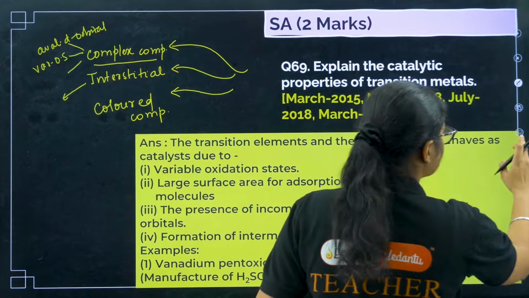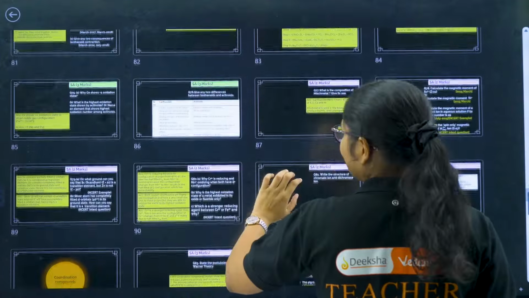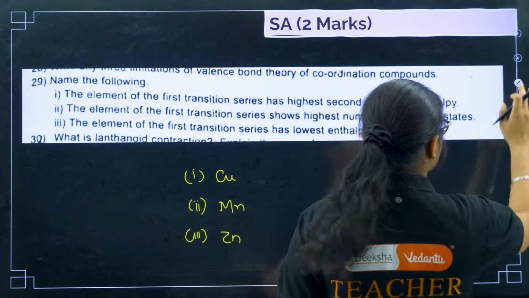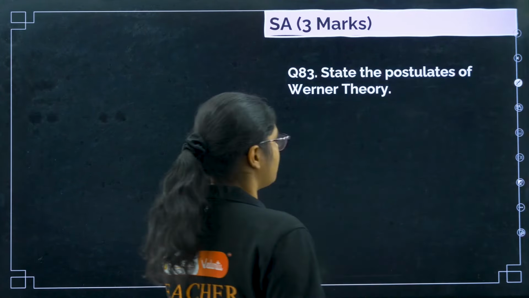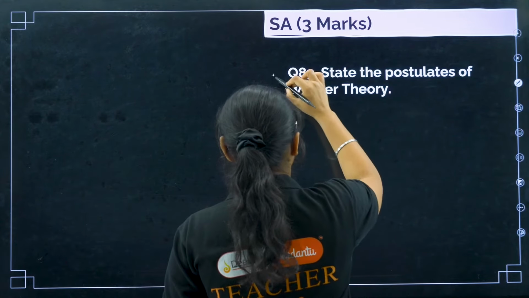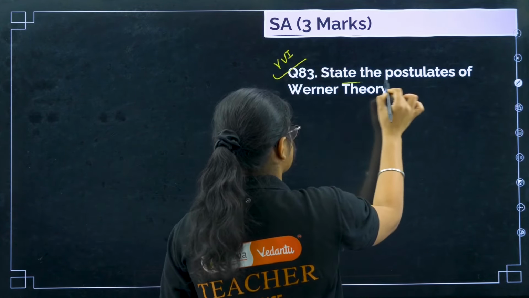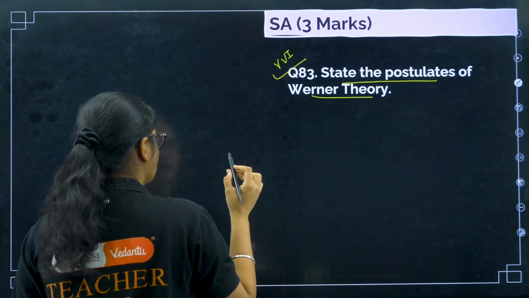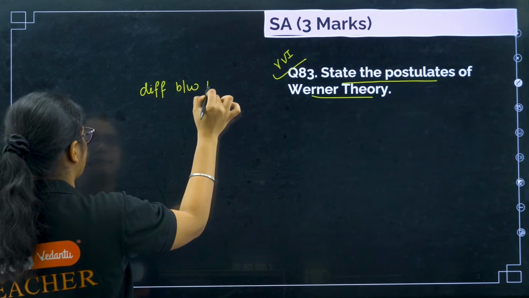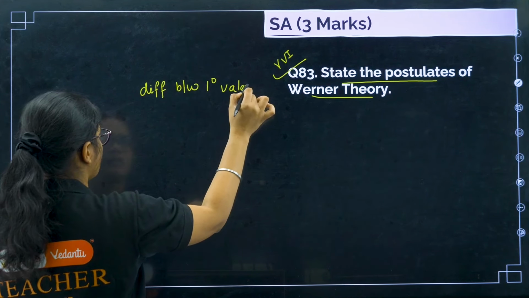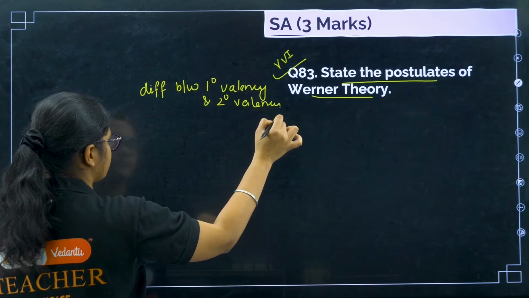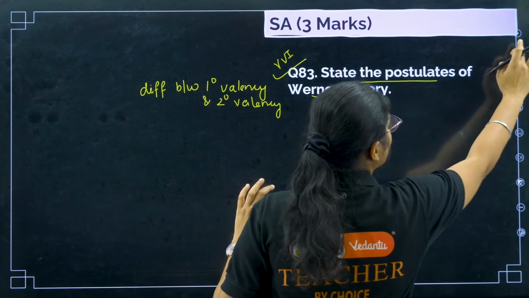Now we will go to the next chapter. Yes, I was discussing this question, right? The next chapter is coordination compounds. State the postulates of Werner's theory. A very, very important question. Here I will mark it as very, very important, so please learn it. This can also be asked in a different way, that is, the difference between primary valency and secondary valency. Any of the questions can be asked, but most probably it will be asked in the form of Werner's theory.